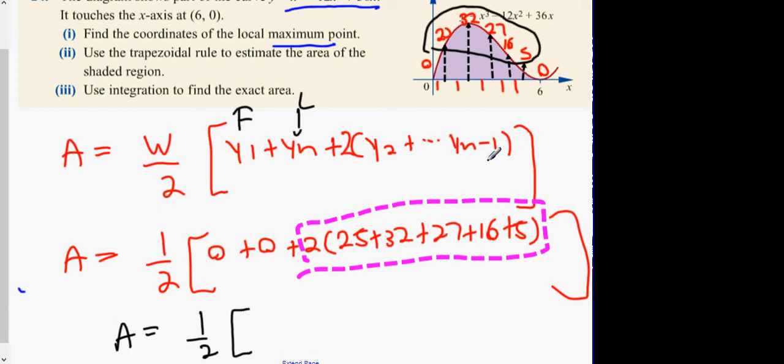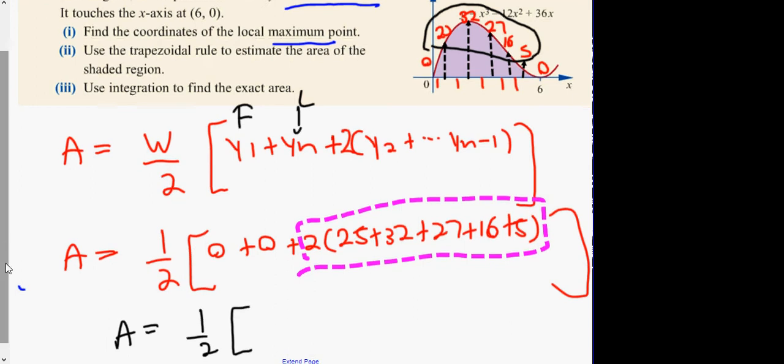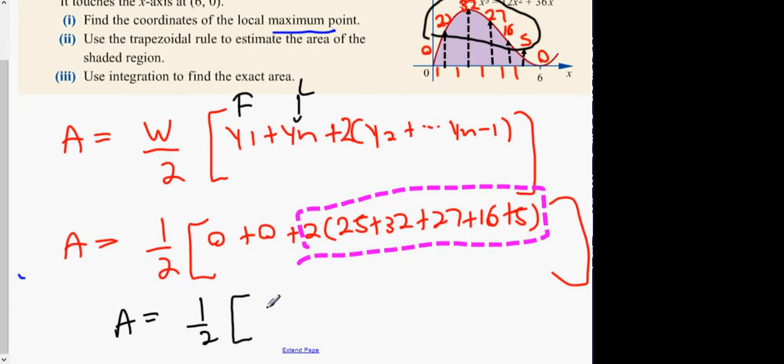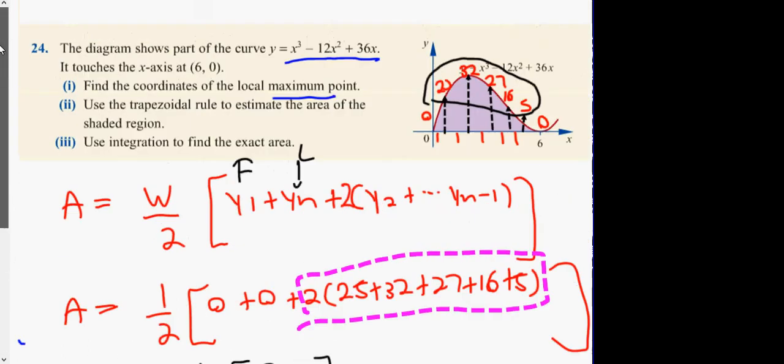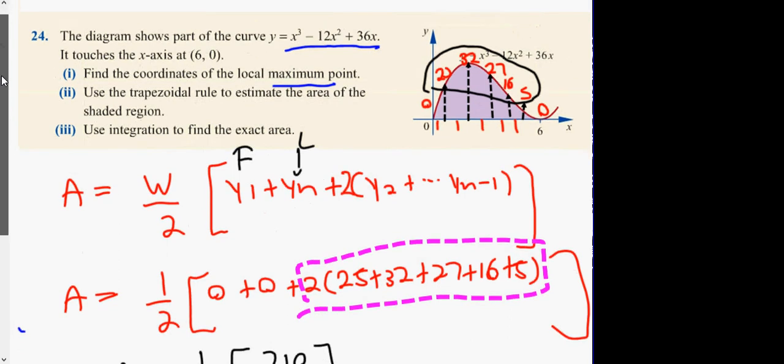yn minus 1 means the second last height, because n is the last one. N is the last one, n minus 1 is the second last one. Now, what do we get? 210. Multiplied by 2 is 210, and then when you divide it by a half, like Shane said, it goes back to 105. The full answer is 105. So, guys, when we integrate, we're expecting something around 105, okay?